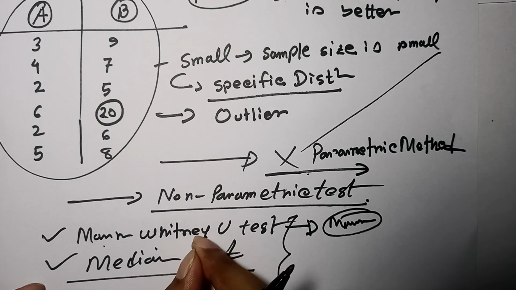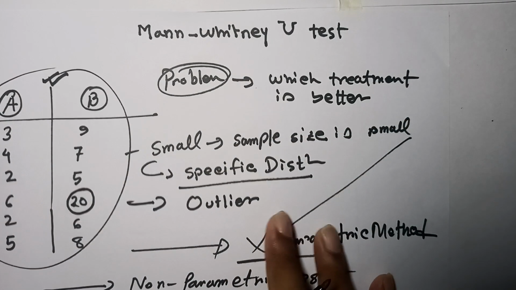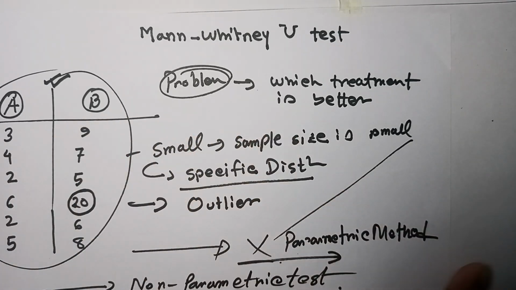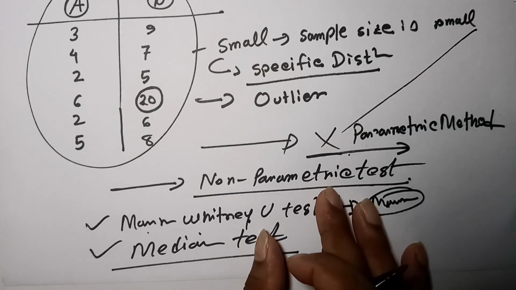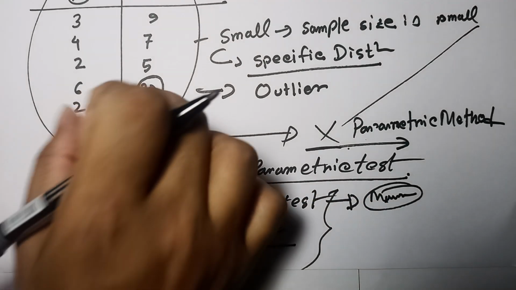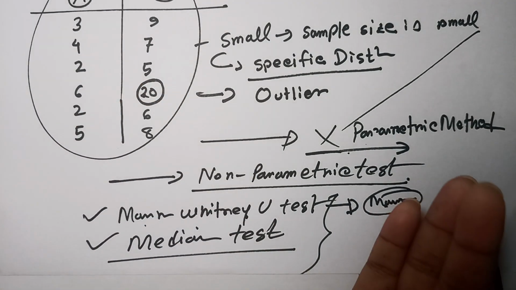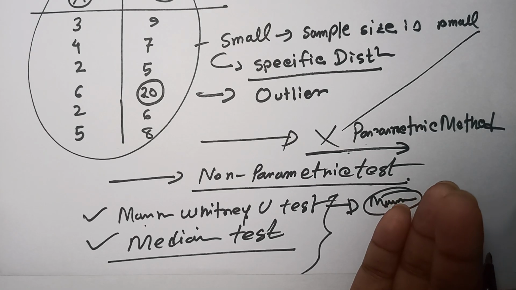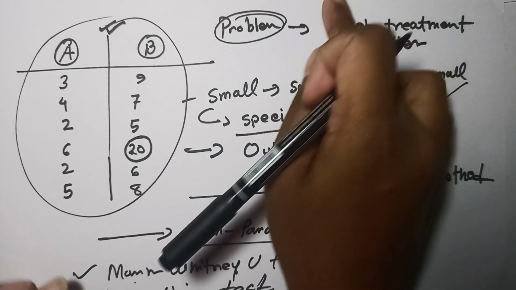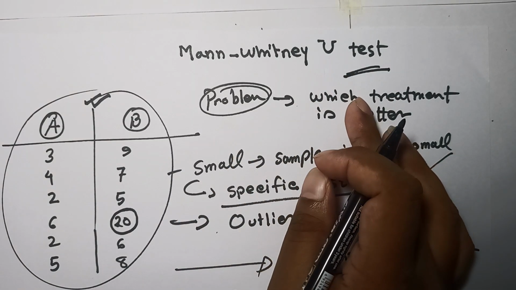Because the Mann-Whitney U test is more general for finding which one is better, or whether there is any significant difference between the two. But in the median test, we mainly check whether there is any significant difference between the two medians of these two groups. So as I already mentioned, it's totally dependent on which one you choose. For this data set, it is recommended to use the Mann-Whitney U test. Now we will apply the Mann-Whitney U test.